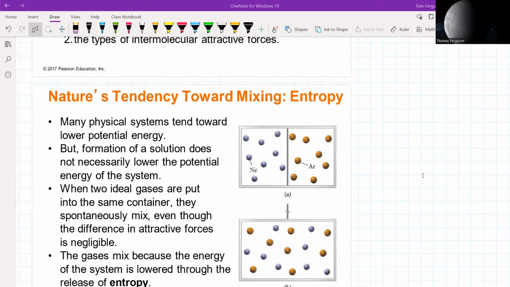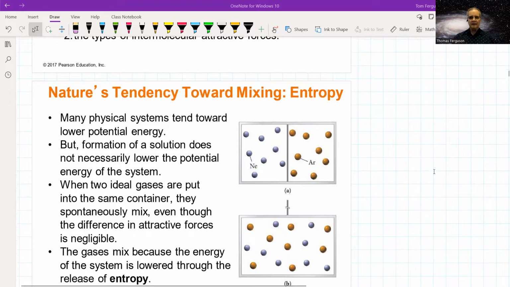Entropy is really important, and it's not talked about until you get into a reasonable chemistry class. Like in my basic class, we don't talk about entropy at all. Everyone knows about it. Everyone's heard about it. We don't talk about it. Okay.